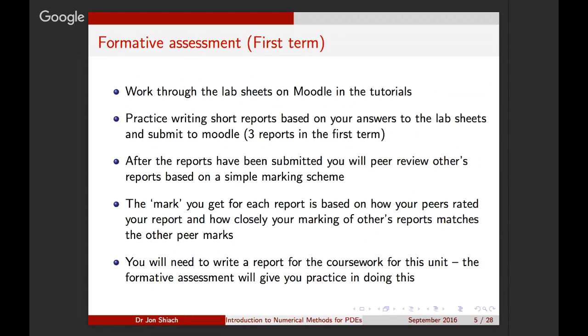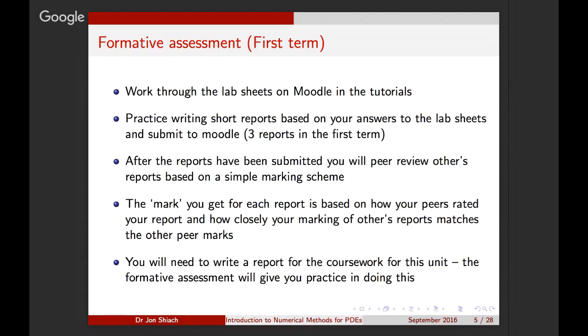It's usually about 6 pages. That's quite difficult. What's difficult is not the actual calculations and not doing the task. What is difficult is writing up. So that's why I'm giving you practice in term 1 of doing that. The whole point of the formative assessment in the first term is to give you practice with the coursework assignment, which is handed out at the end of November.